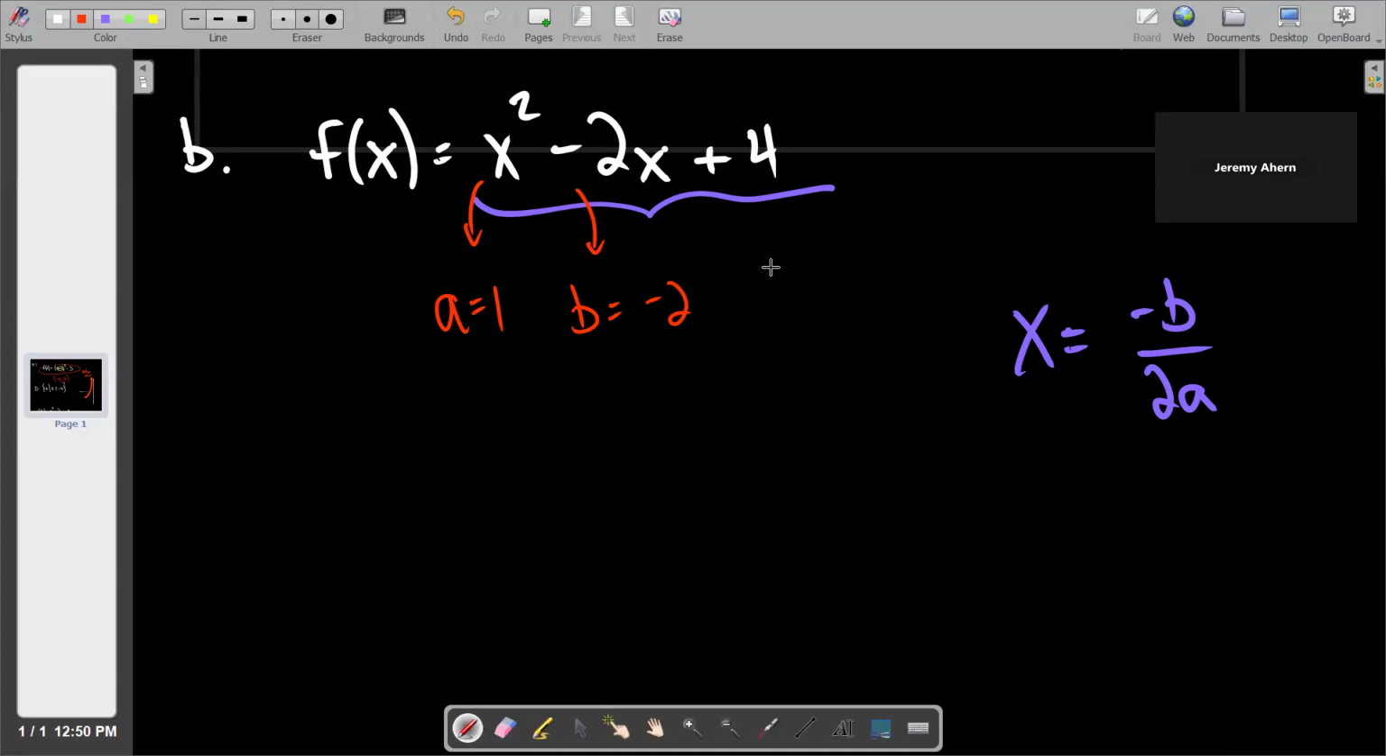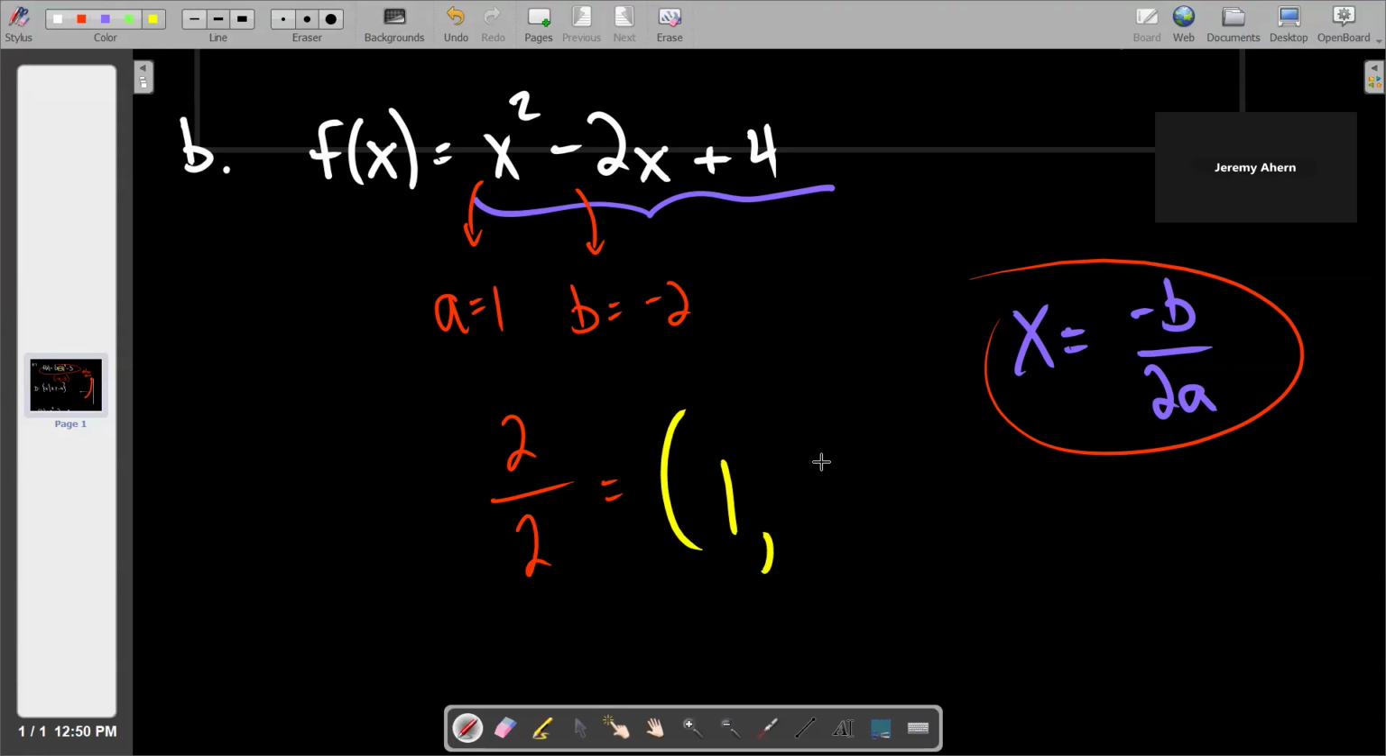So I plug them into this handy dandy little formula over here, which is the opposite of b divided by 2a. So what's the opposite of b? And what's 2 times a? And what's 2 divided by 2? So here's the upshot. This is what it means. It means that there is a vertex at 1.